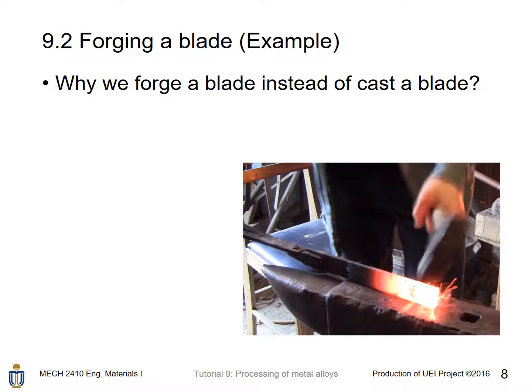For example, as you may know, blacksmiths will often forge a blade. That means they use a hammer to make their desired blade shape, instead of making a mold and casting liquid iron into the mold to cast a blade. So here is a question raised by me: why do we forge a blade instead of casting a blade?